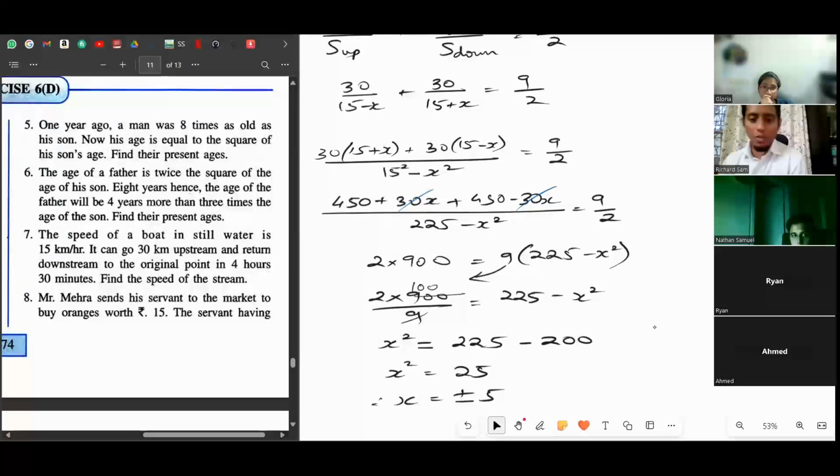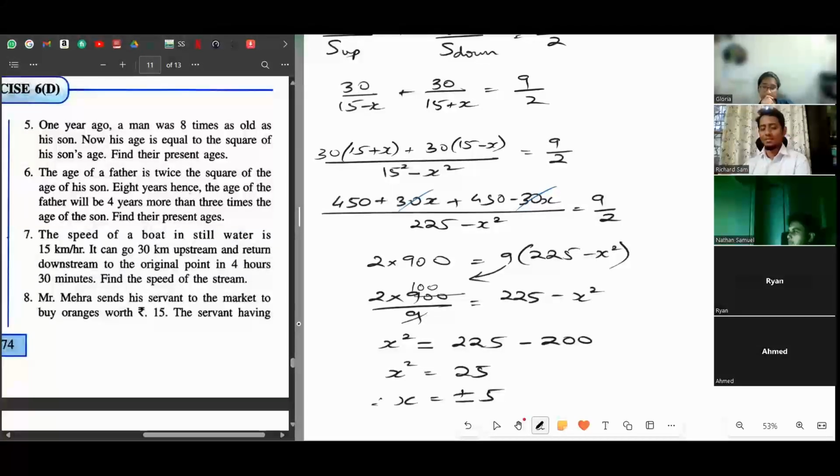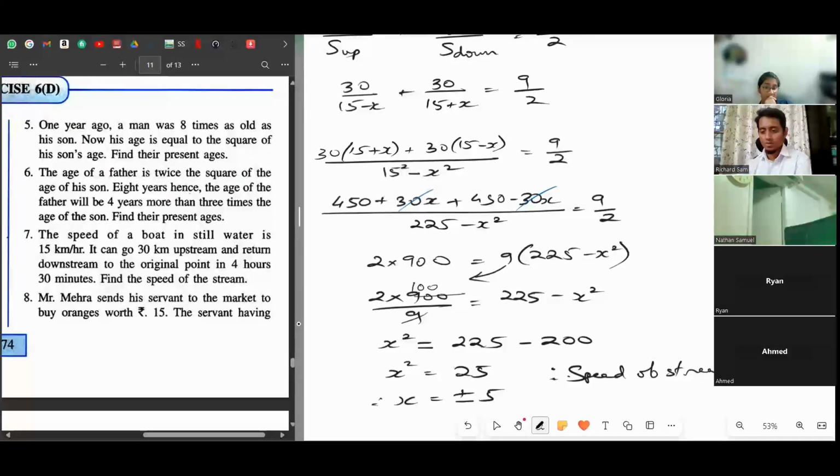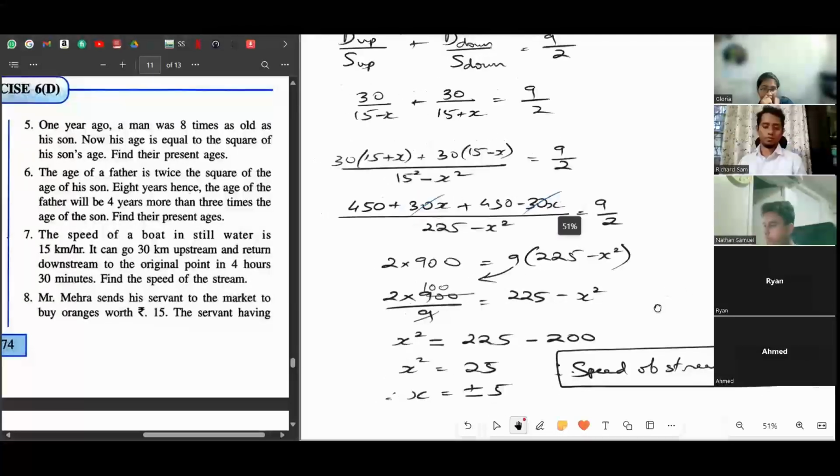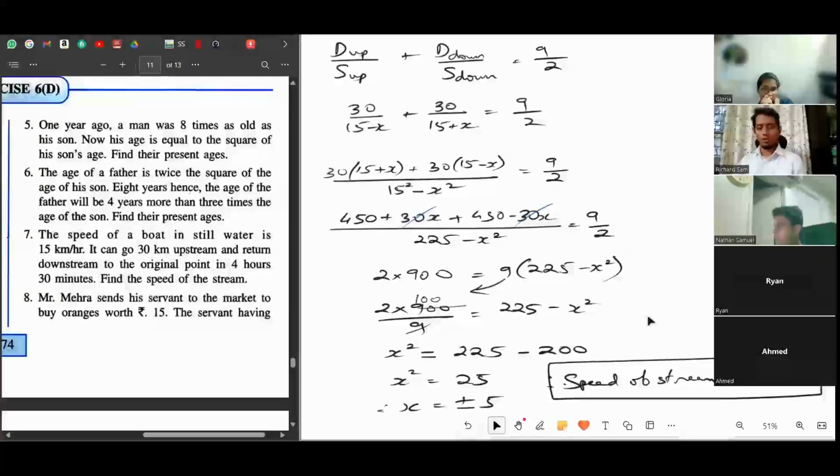Now, what is this question? Speed of the boat cannot be negative. No, sorry, speed of the stream. So therefore we take speed of the stream as plus 5. That's your answer. So that's your final answer. Yes, I got it correct. Okay.